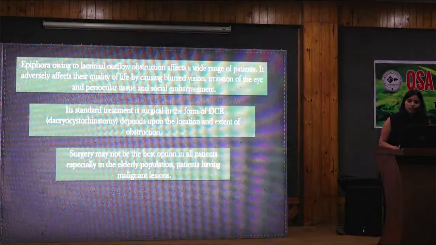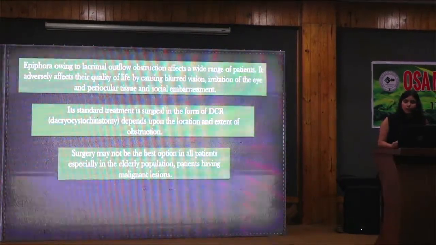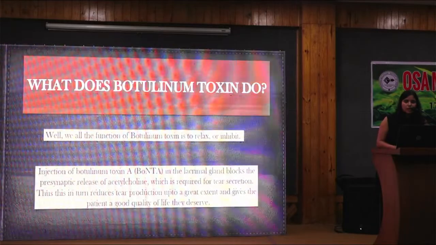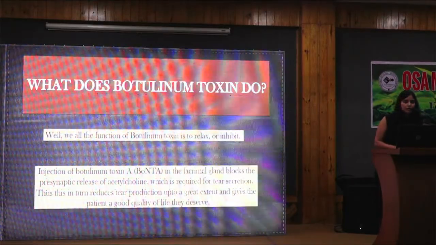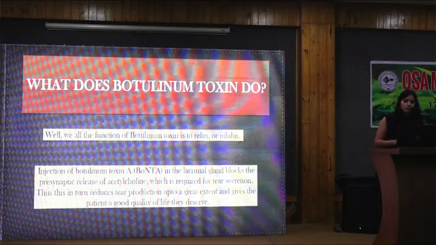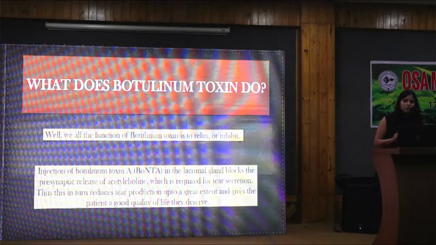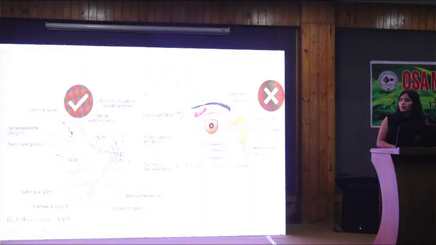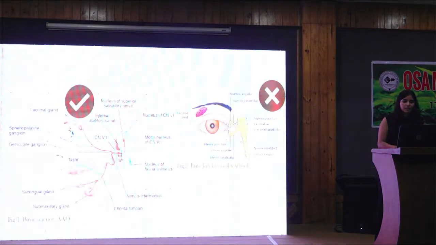The standard treatment in the form of DCR depends upon the location and extent of obstruction. Surgery may not be the best option in all patients, especially elderly patients and patients having malignant lesions. So what does botulinum toxin exactly do? We all know the function of botulinum toxin is to relax or to inhibit. Injection of botulinum toxin in the lacrimal gland blocks the presynaptic release of acetylcholine, which is required for tear secretion. Looking at this picture, we can see the lacrimal gland here.